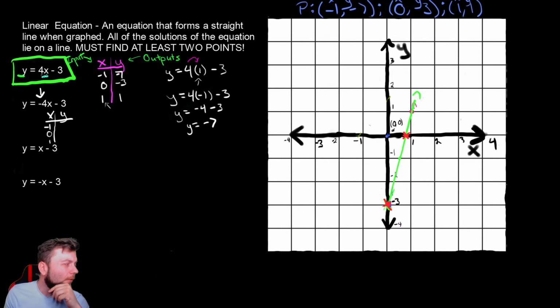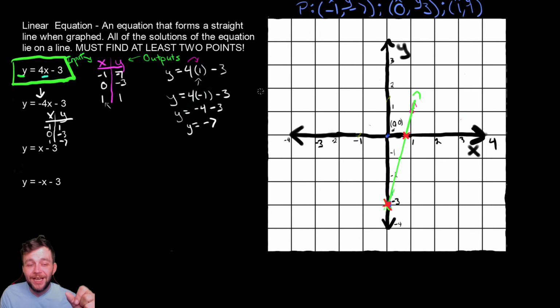Okay, so when you plug in a -1 times the -4, you get a +4. -3 is a +1. 0, you still get the -3. And then when you put in the 1, you get a -4 -3, a -7. And so if we look at this, it's just so similar. The only differences are a couple of signs, right?